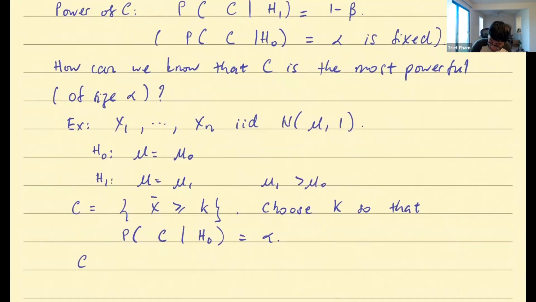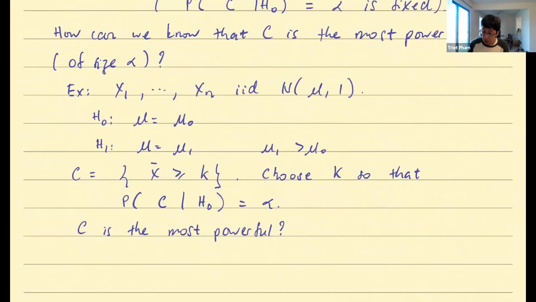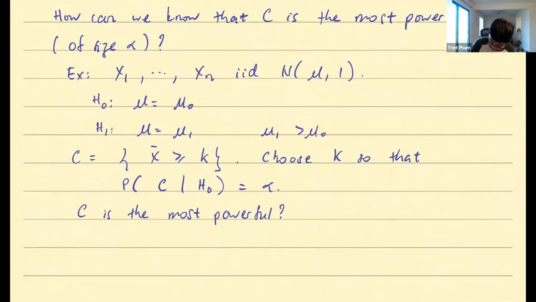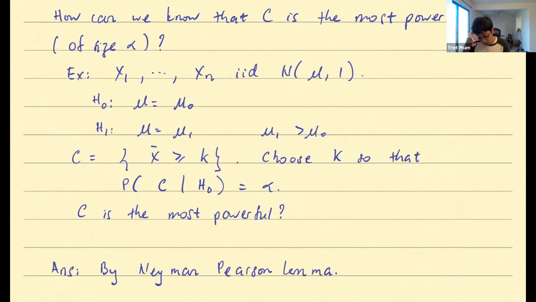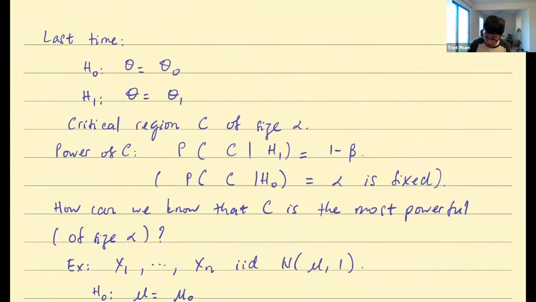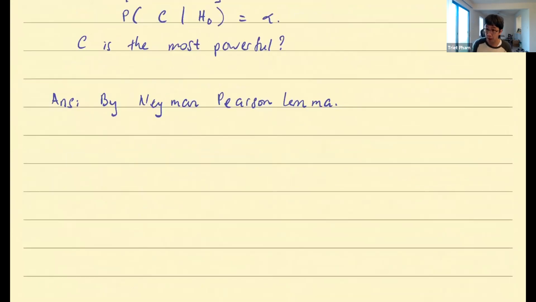So given that big K, how do we know that C is the most powerful? Here, the Neyman-Pearson lemma provides us with the answer. The setup of the Neyman-Pearson lemma is exactly this. The emphasis is that it only works with simple hypotheses, and we'll comment on this.